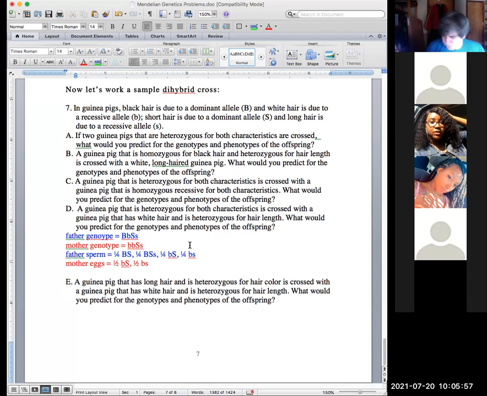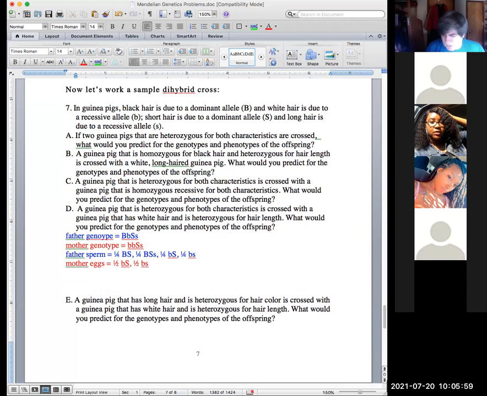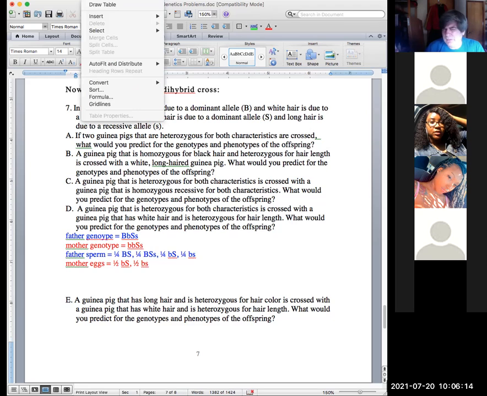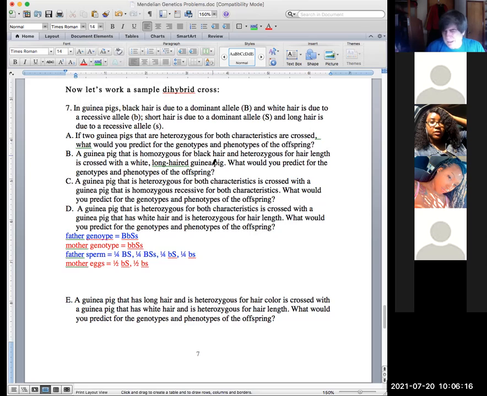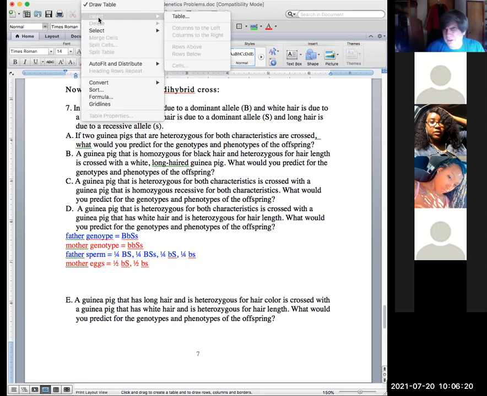Okay, so now we get to our Punnett square. So let's make a table here. And like I say, you could just use tabs. I find doing a table easier.